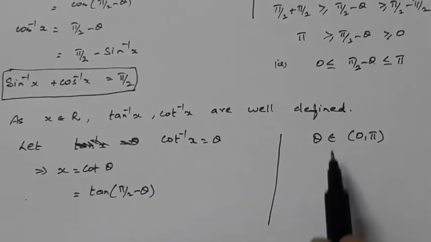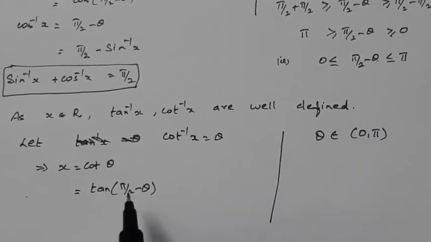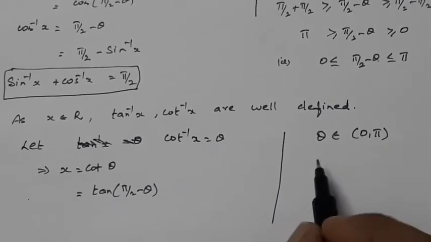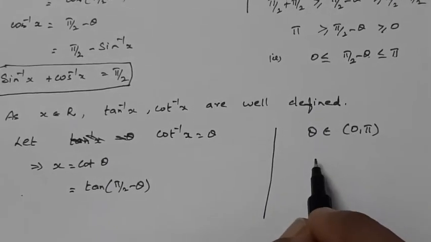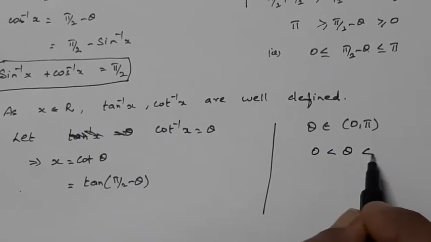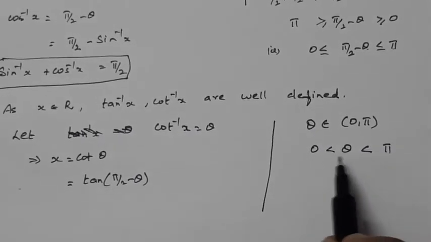So you have to check. Let us check whether pi by 2 minus theta lies in the corresponding range of tan inverse. For that, here theta belongs to the open interval 0 to pi, that is 0 less than theta less than pi. As it is an open interval, you shouldn't write the equal to sign.